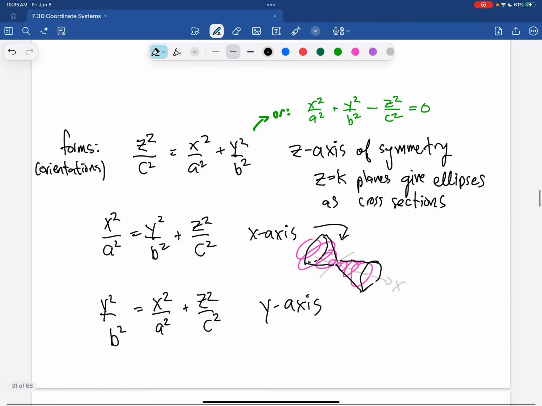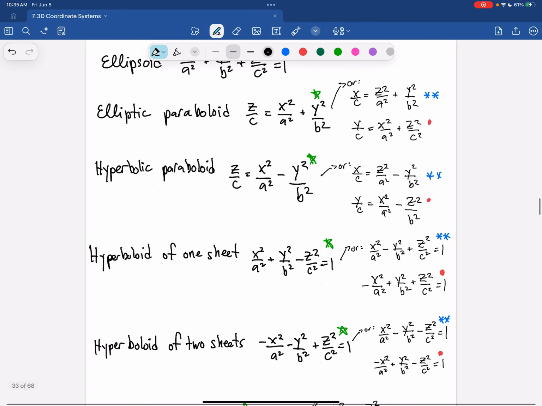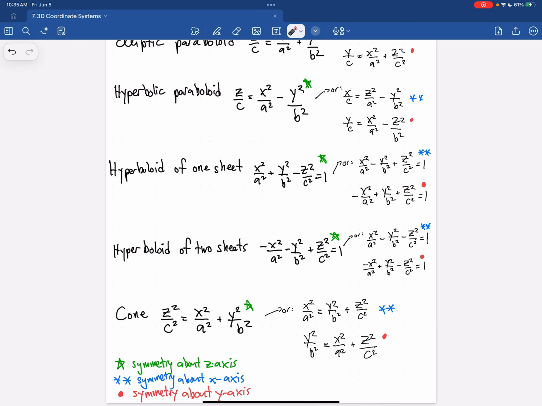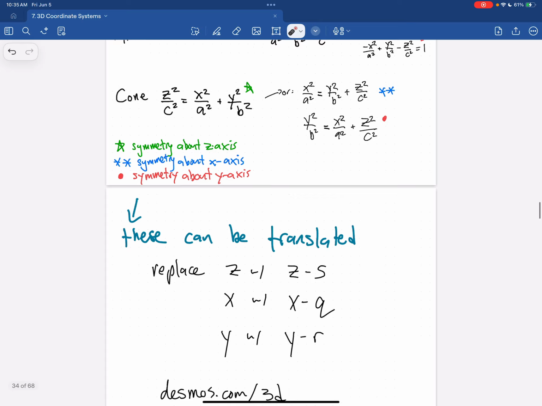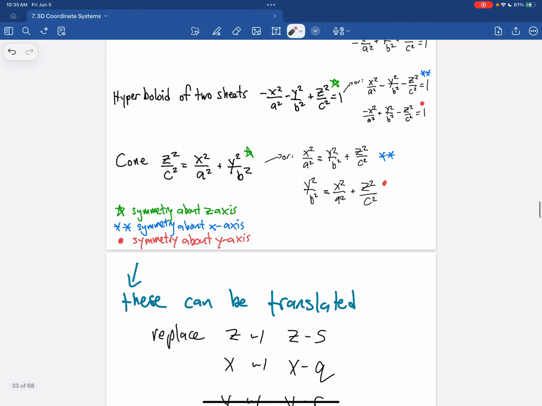That's the last of the 6 quadric surfaces. Again, I've got a Desmos link. Here's a summary of all the different equations for you to be able to recognize. And again, just a reminder, you can translate them or center them.